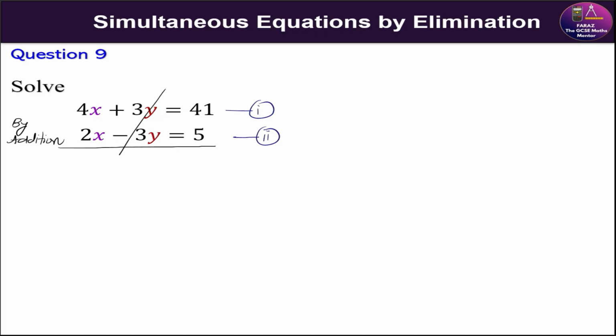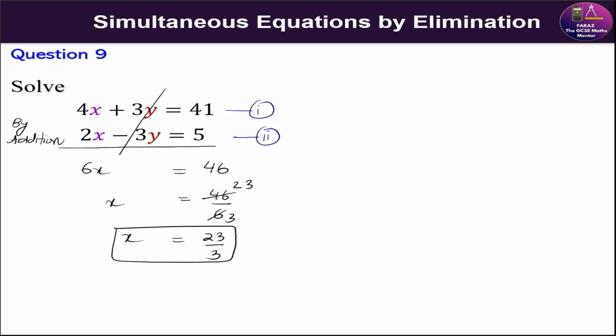So plus 3y and minus 3y cancel with each other. 4x plus 2x, that would be 6x. 41 plus 5, that is 46. Therefore, dividing by 6 on both sides, x equals 46 over 6, which means you can write it this way: 2 3s are 6, 2 23s are 46, x equals 23 over 3. Now we have to substitute this value in any of the above equations.